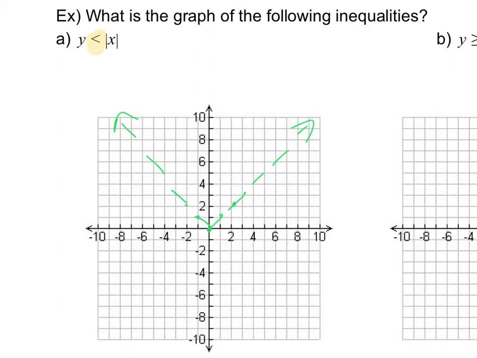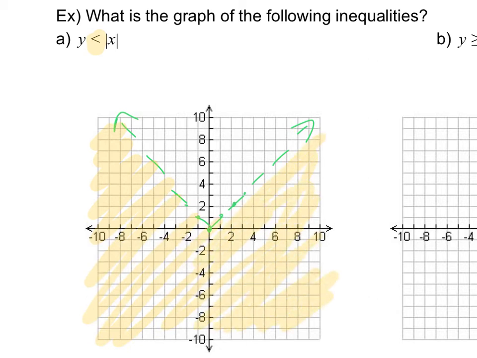But we have to shade. It's the exact same thing. If you wanted to test a point, you could, but I'm going to do the shortcut first. That symbol is less than, so we are going to be shading below. So it is all of this region right here.